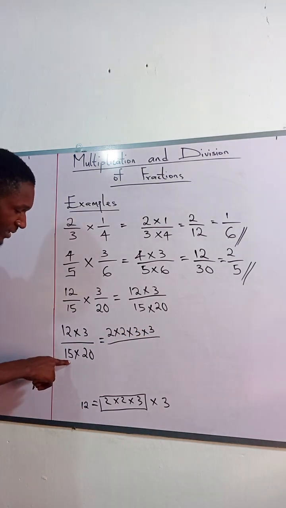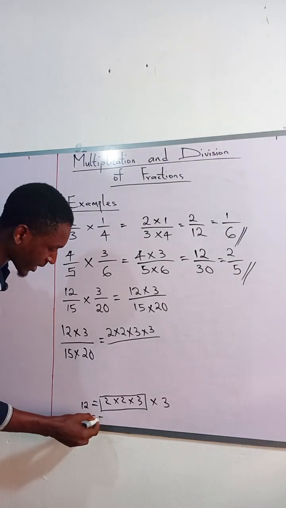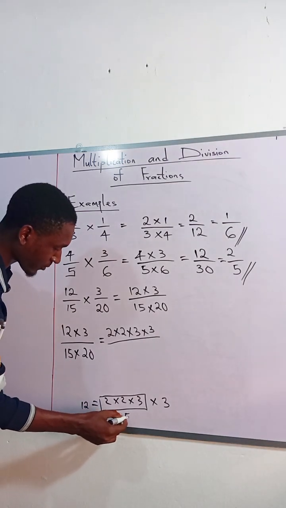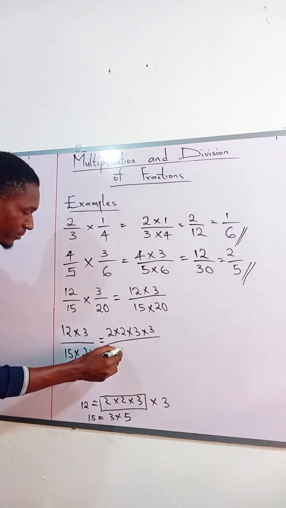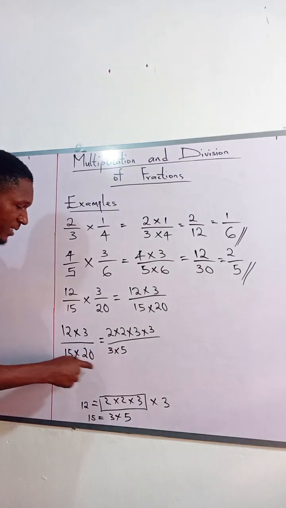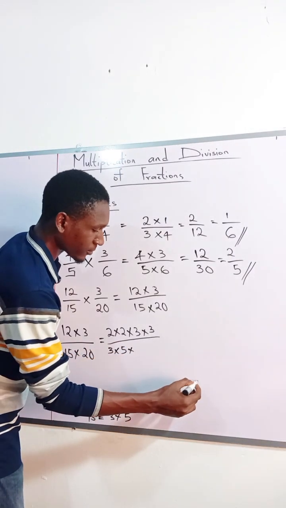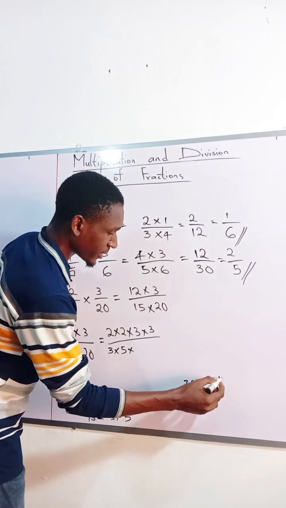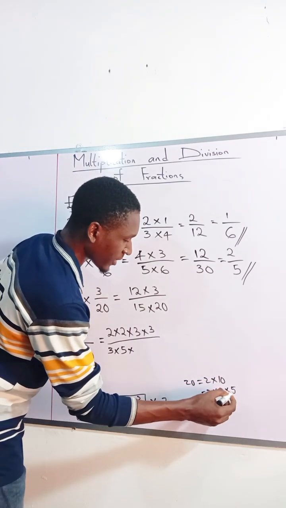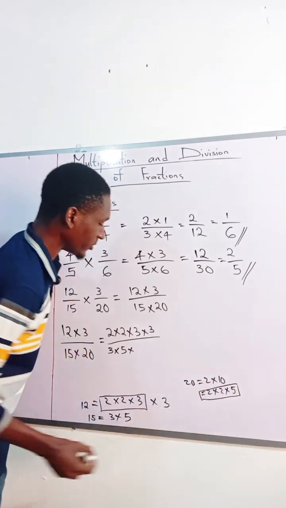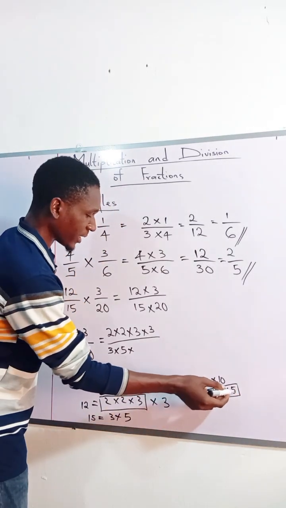Then the 15. Let's now break 15. You know what 15 is? 15 is 3 times 5. And the 20 is what? When you break your 20 down, your 20 is going to be 2 times 10, which would be 2 times 2 times 5. I've taught you this before. So instead of 20, I'm going to write 2 times 2 times 5.